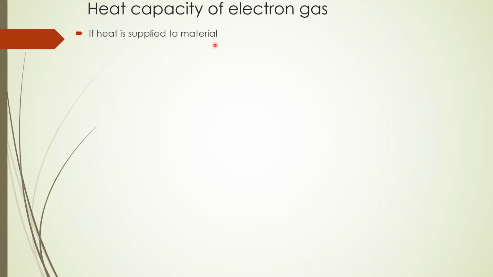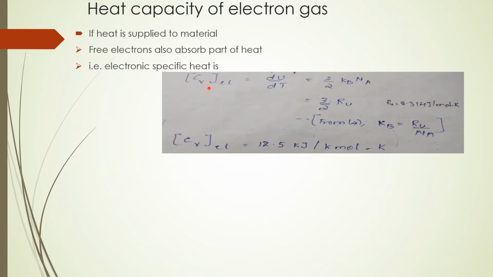If heat is supplied to a material, free electrons also absorb part of the heat. That is, the electronic specific heat, Cv suffix el, is equal to dU by dT. So we differentiate U with respect to temperature T, and you get 3 by 2 k Na. Where k is equal to R upon Na, this can be written as R. So you get Cv electron as 3 by 2 into R.